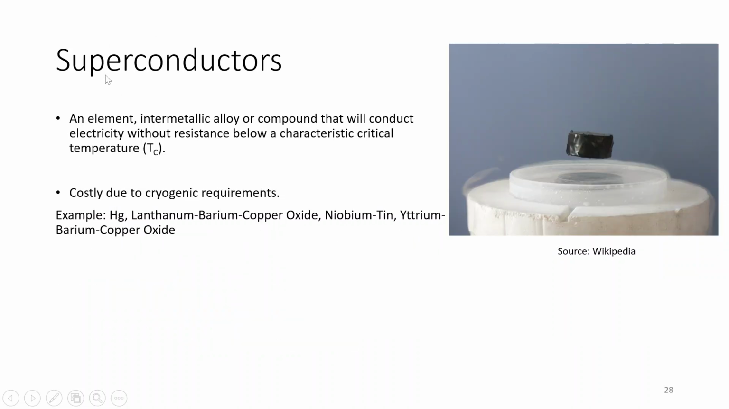Next are superconductors. This can be in the form of an element, intermetallic alloy or compound which will conduct electricity without resistance below a characteristic critical temperature known as Tc. So these are very costly due to the requirement of cryogenic temperatures, and some of the examples include mercury, lanthanum barium copper oxide, niobium tin, yttrium barium copper oxide, etc.